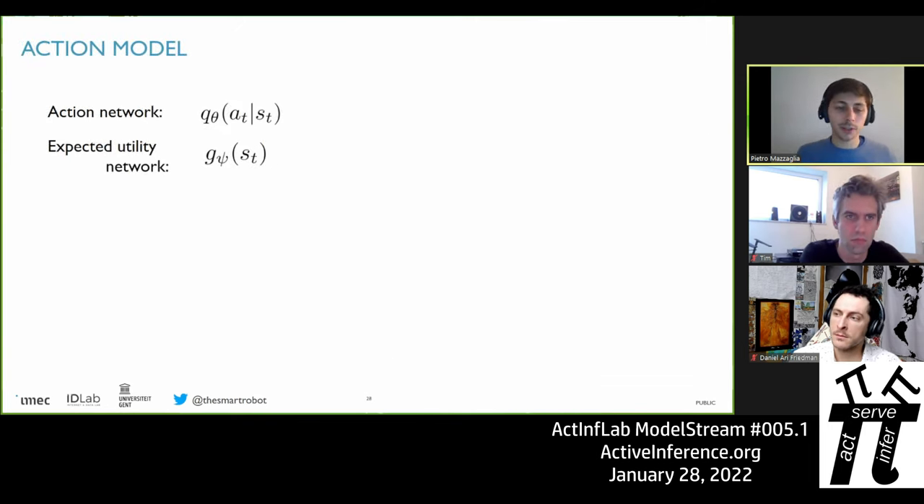Then we have the action model. So for our action model, we have two networks. One is the so-called action network, which basically infers the action to take given a state. And then we have this expected utility network. And this helps us pursue what Tim anticipated, so that the fact that we are amortizing the action selection process for very long-term sequences by using a network that should estimate what the value of a certain state is in the future.